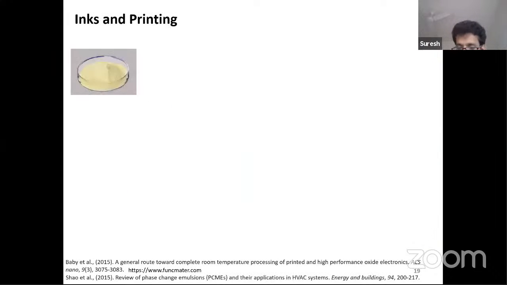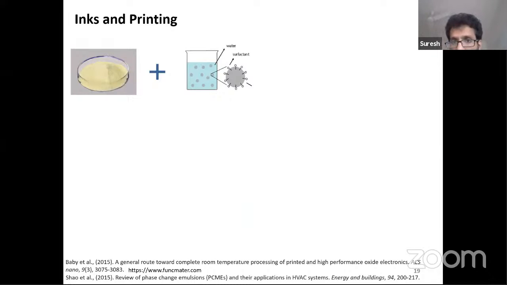So how to print? To print, you need to have an ink. To prepare the ink, you need to make a nanoparticle or nanopowder that can be dispersed in water or another solvent using a surfactant.